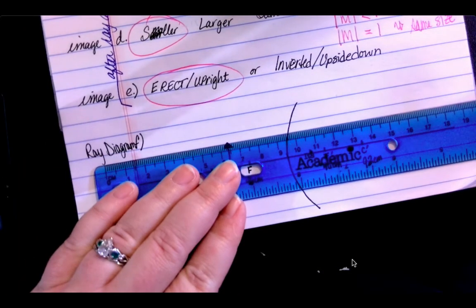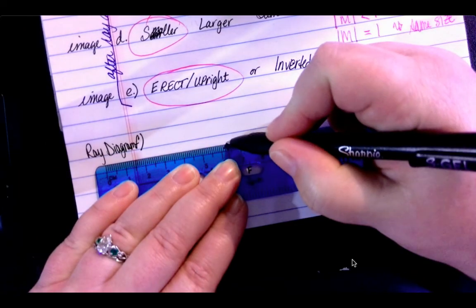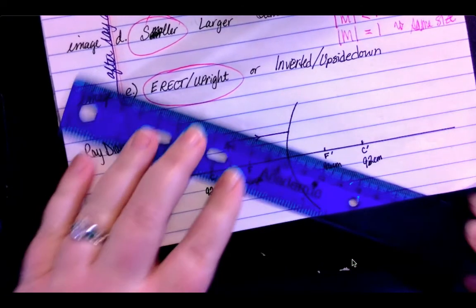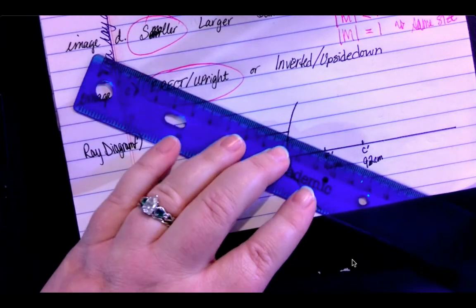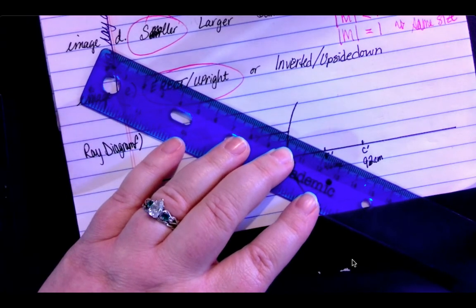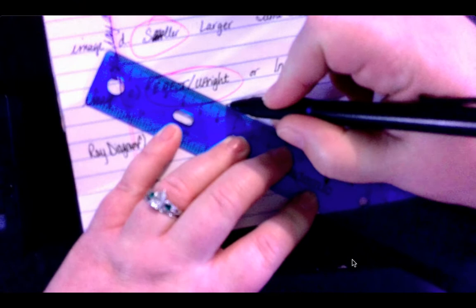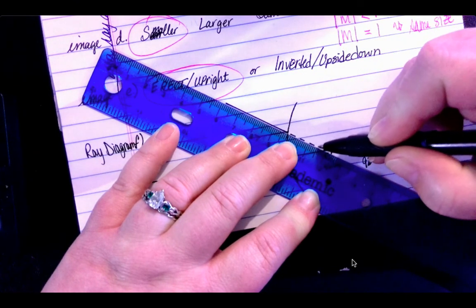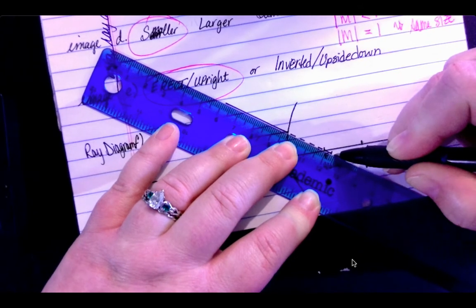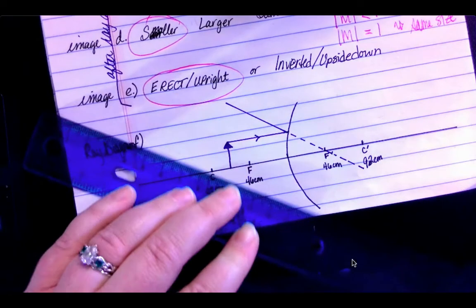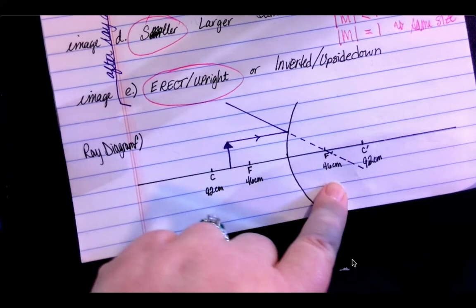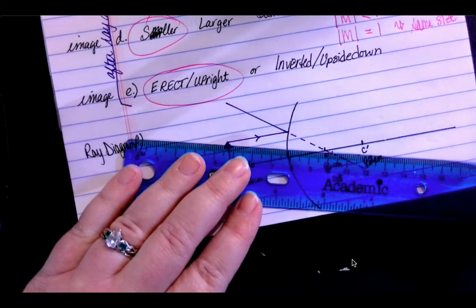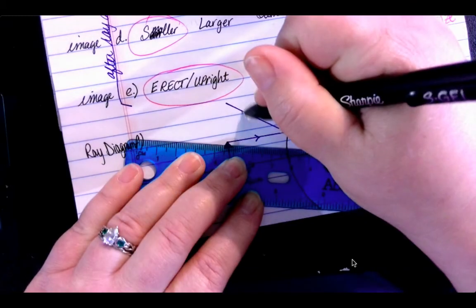Okay. Then our first incident ray goes in horizontally, parallel to the primary axis. It is a diverging mirror, so our first reflected ray is going to bounce off, making an angle with the virtual focal point. And then I aim the second incident ray. Oh, don't forget my little arrow going away.